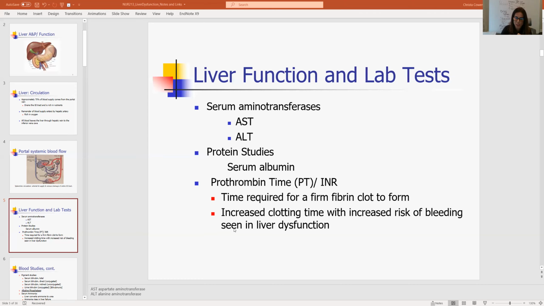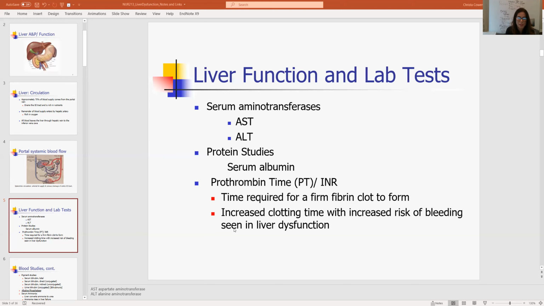Protein studies, we look at our serum albumin. And we talked about earlier that the liver makes albumin for us. So as you can imagine, in liver disease, the albumin will be low because we're not able to produce it as our liver starts to fail. The serum albumin usually is 3.5 to 5, just like potassium. So the serum albumin is a really good indicator of chronic liver disease.